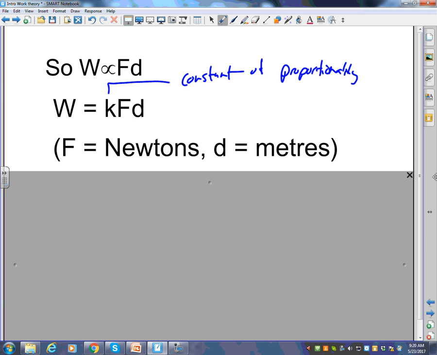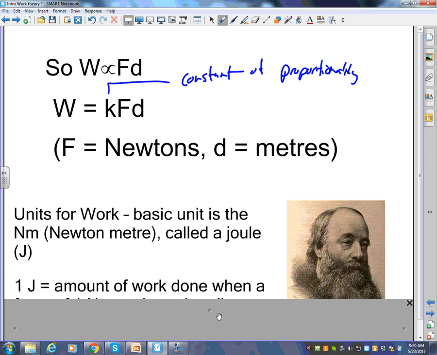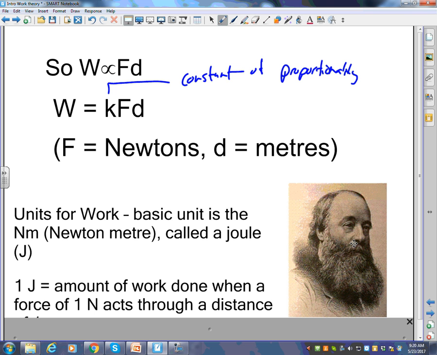So, what is this magical k value? Well, we, as in the science community, have defined the basic unit for work as the newton meter. And that is referred to as a joule, capital J, named after this guy over here, Charles? I can't remember his first name.